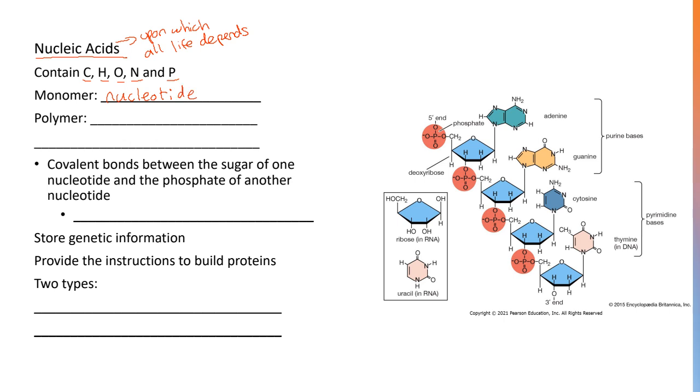The polymer, if you put a lot of nucleotides together, you get a polymer called a nucleic acid, which is, again, a long polymer of nucleotides. And when we put a bunch of nucleotides together to make a nucleic acid, we do that via dehydration reactions.